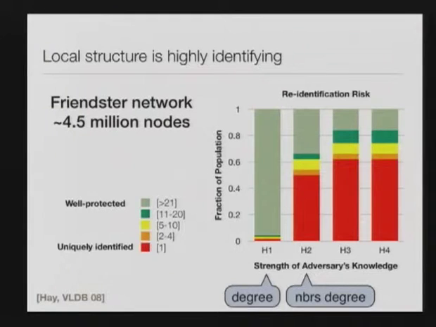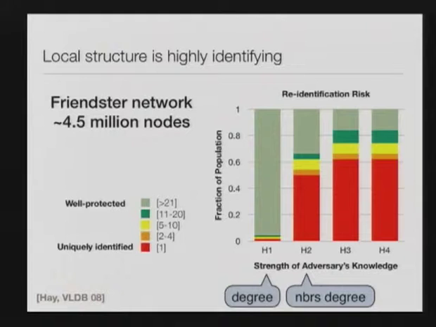The H1 along the bottom there is essentially meant to represent a degree signature, and the H1 signature is just the node's degree. So if I knew the degree of each person in the graph, how many people look unique with respect to degree? The red part indicates uniquely identified individuals, and it's almost no one. So almost no one has a unique degree in the Friendster network, which is quite a large network.